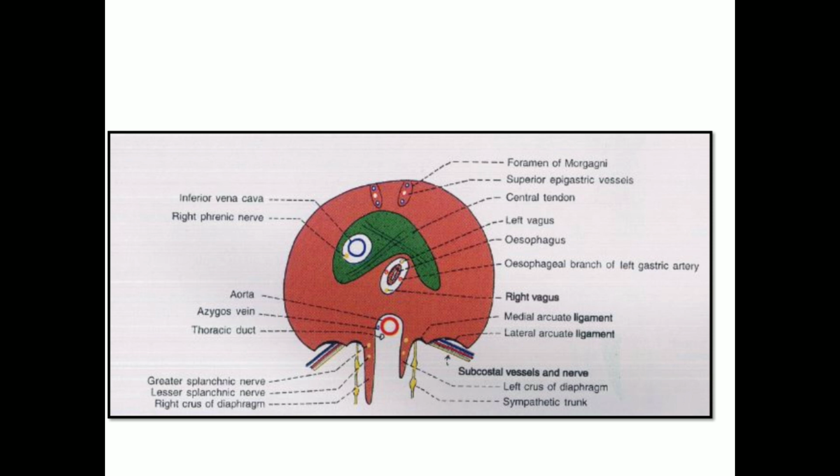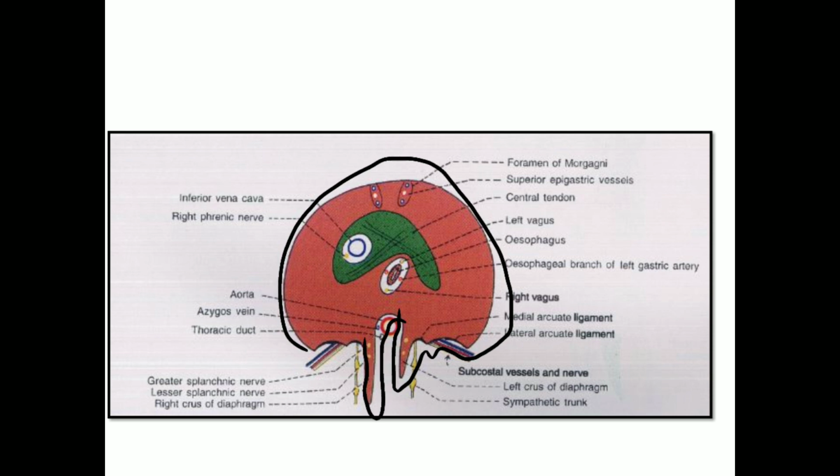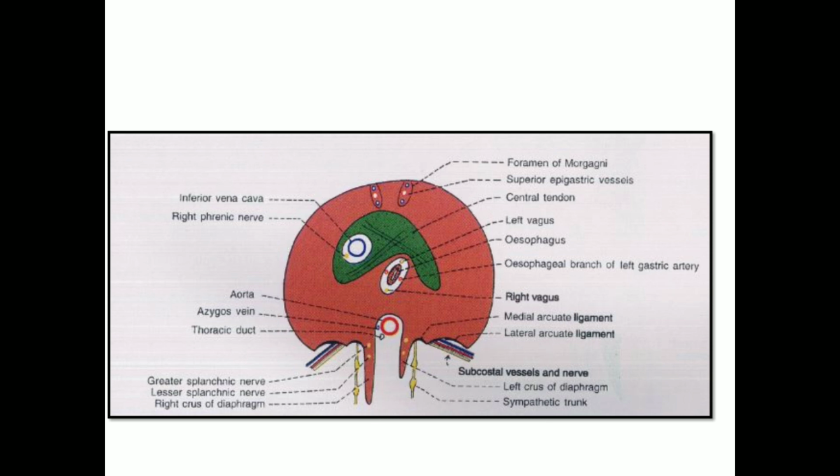So see, this is the diaphragm. The right crus will be higher and the left crus a little lower. And these are the medial and lateral arcuate ligaments. You can see here the medial and lateral arcuate ligaments. After that, you have to look at the openings.